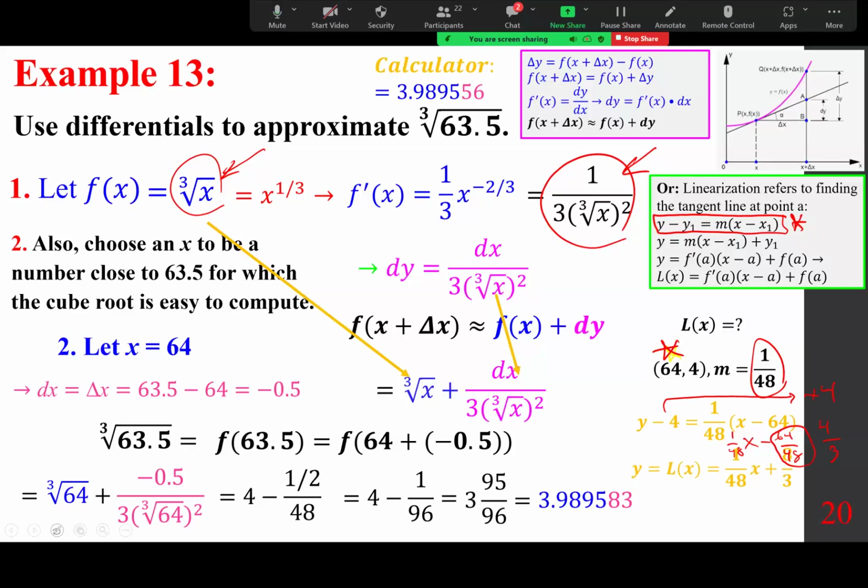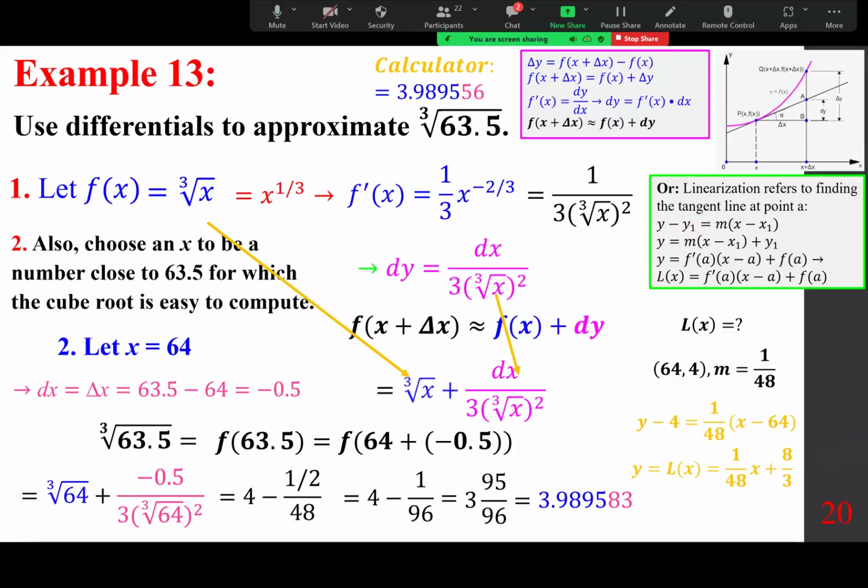Let me erase my work so you can see. So this is L of x. Now, what do we have to do? We have to plug in 63.5 instead of x. And if you do that, you get the same answer as here. If you keep it at 63.5 and as a fraction, you can end up with this precisely.